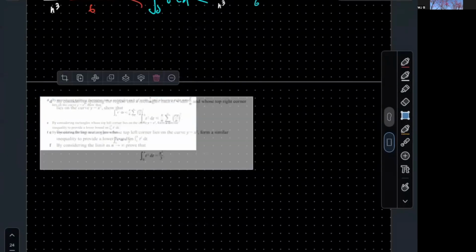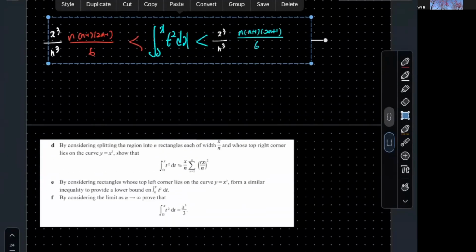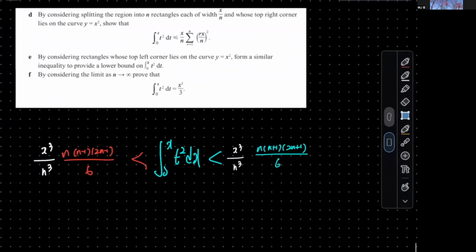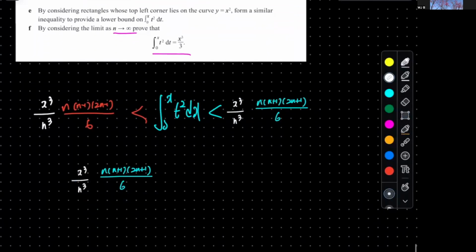Okay, so with this inequality, what they have asked you to do is, by taking n to infinity, find what's going to be the limit in between. So let's try to find the limit. So I'm going to go to the right-hand side, okay? The limit here, n goes to infinity.